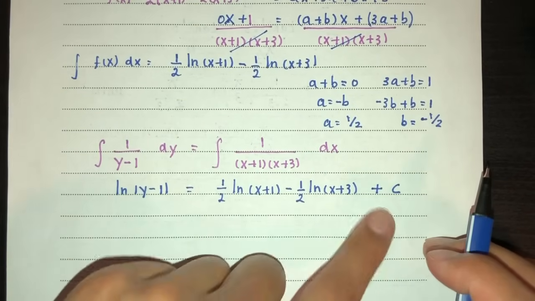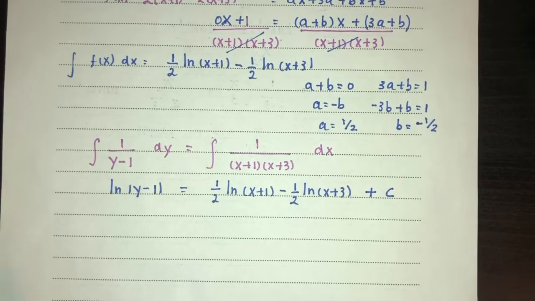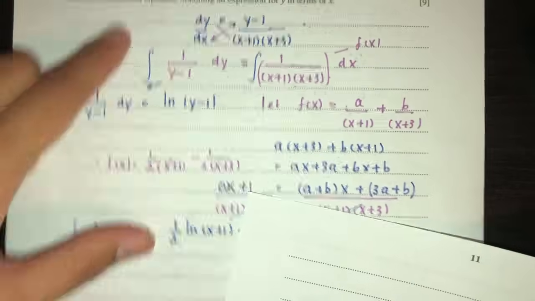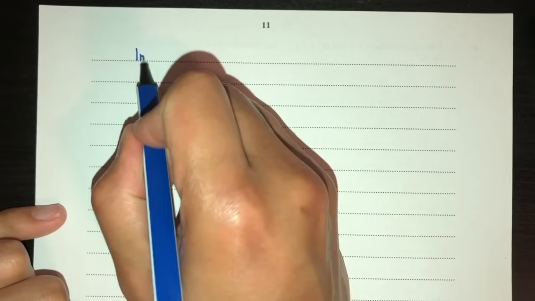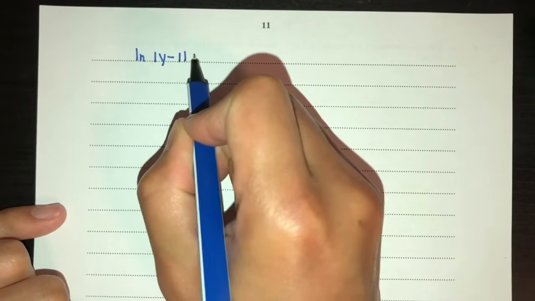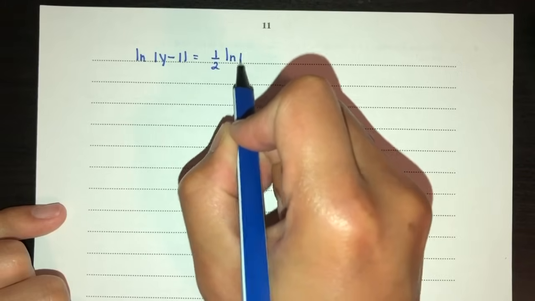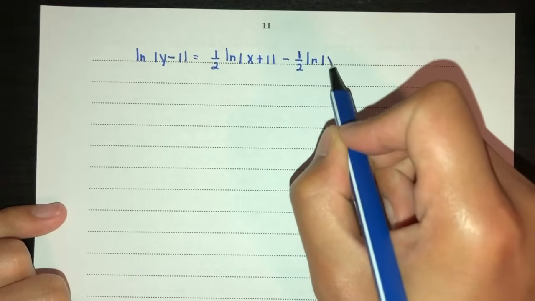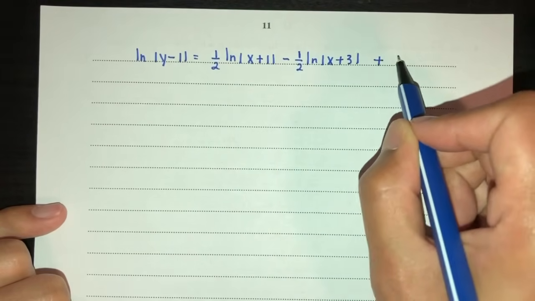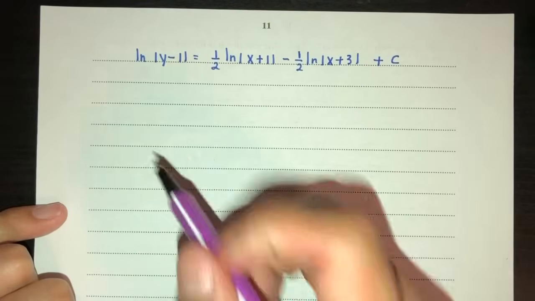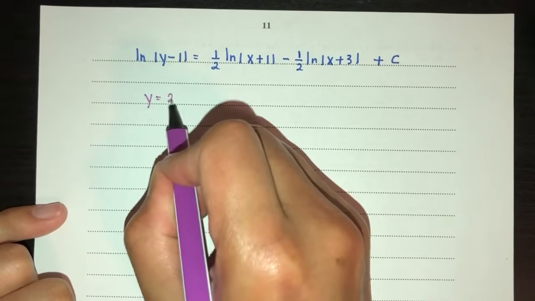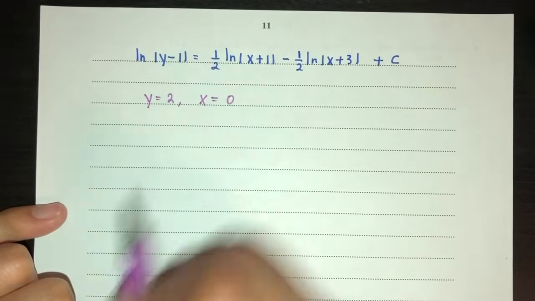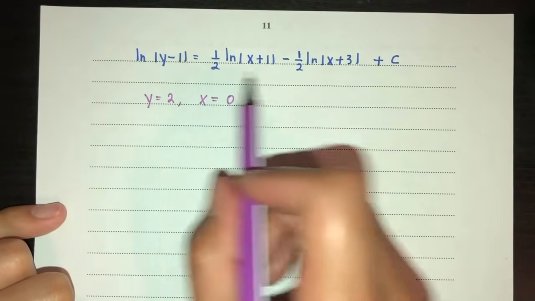Now we have to find this value of c. We have to use the values given to us for y and x. So let's bring this down on this new page so we can have more space to explain. Right now we have ln y minus 1 is equal to half ln x plus 1 minus half ln x plus 3 plus c, for the constant of integration. We have been given that when the value of y is equal to 2, the value of x is equal to 0. So replace these values back in the equation to find the value of c.